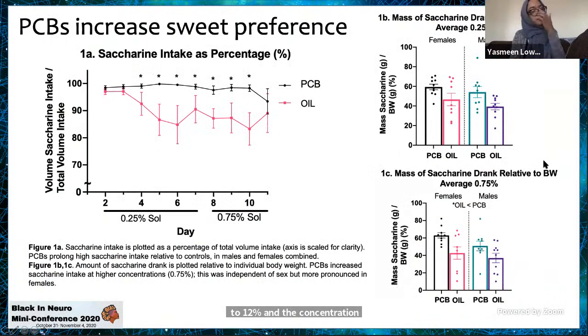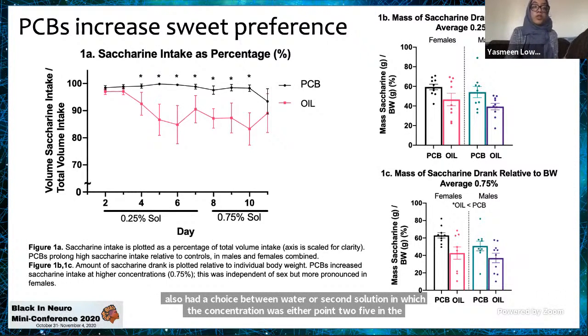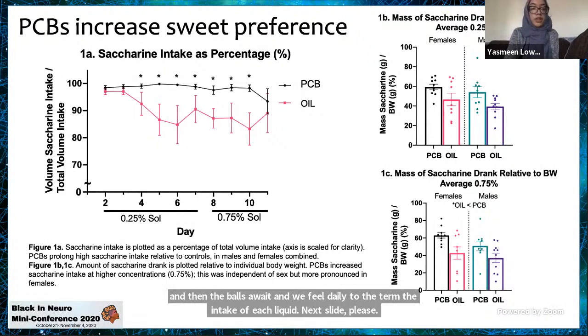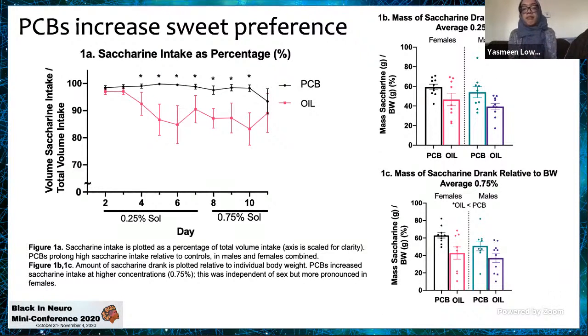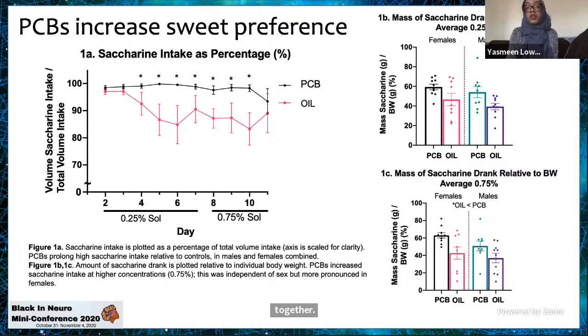Next slide, please. What we found was that PCBs increase sweet preference. As you can see in figure 1A, the Y axis plots the volume of saccharin intake over the total volume intake, so water and saccharin together. We found that PCBs prolonged high saccharin intake relative to controls, with males and females combined, as statistically we didn't see any main effect of sex. The black line in figure 1A, which is the PCBs, is significantly greater than the pink line, which is the oil. This is across days, for the 0.25% solution as well as the 0.75 solution.